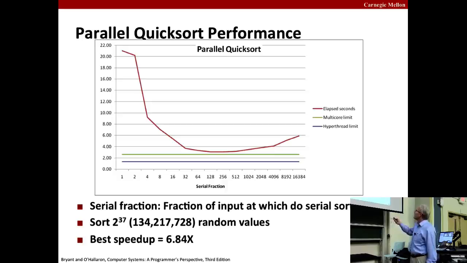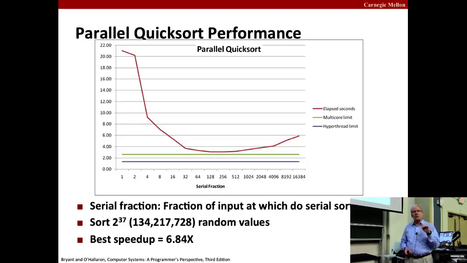And you'll see that it varies according to this thing called the serial fraction. The serial fraction is just at what point do I switch between a serial quicksort or keep dividing. So how big does the array need to be, expressed as a fraction of the original array, before I will go into recursion.